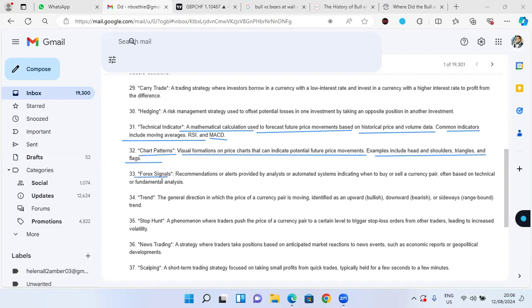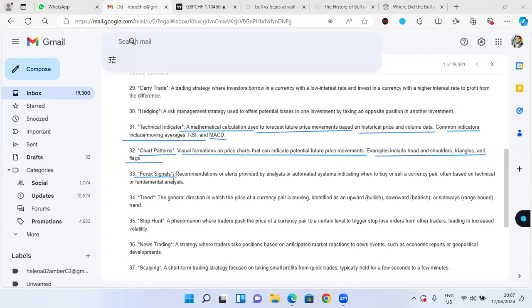Forex signals. What are Forex signals? Some of you, when you enroll for mentorship, you were not sure if you should enroll for signal, if you should enroll for mentorship or both. The right thing to do is to first start with mentorship.